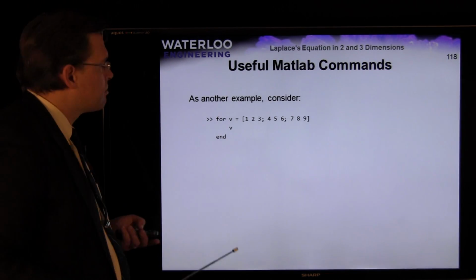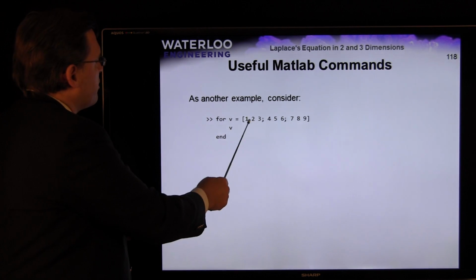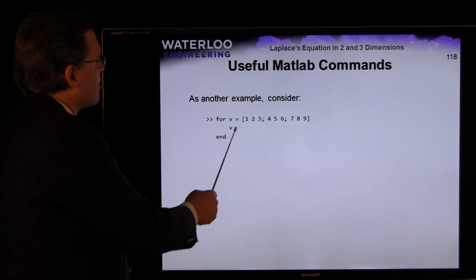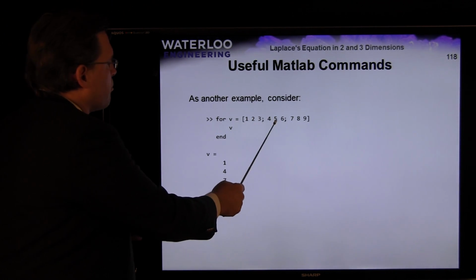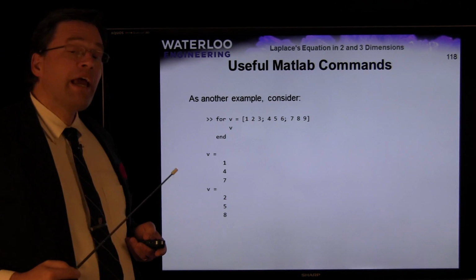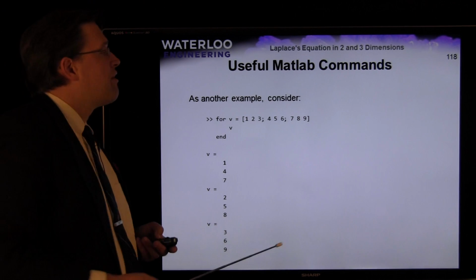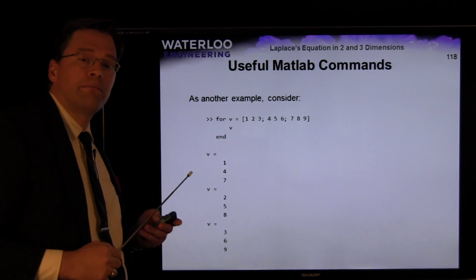In 3 dimensions, let's see, we have a 3 by 3 matrix. The first time, V is assigned the first column, 1, 4, 7. Second time, V is assigned 2, 5, 8. And on the last iteration, V is assigned 3, 6, 9.